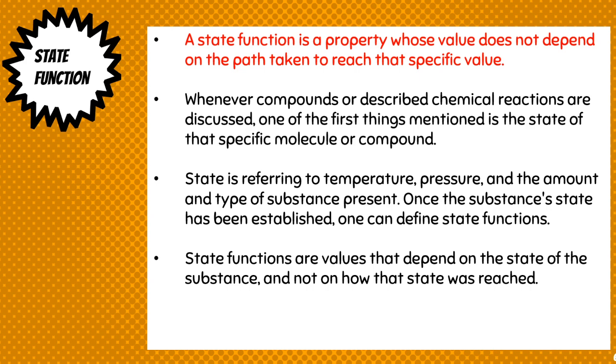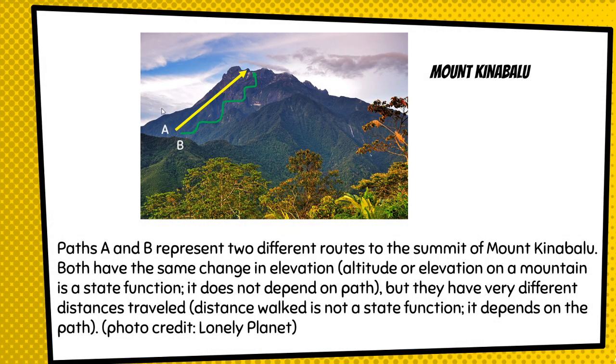And this is as opposed to the path function, in which it really depends on the path that it's taking. So perhaps this is a better representation to actually describe what a state function is. So you see here Mount Kinabalu, and there are two paths that lead to Mount Kinabalu. You have path A and you have path B, both leading to Mount Kinabalu, and they have the same change in elevation, meaning that the altitude or elevation of the mountain is the same, so it's a state function and it does not depend on the path.